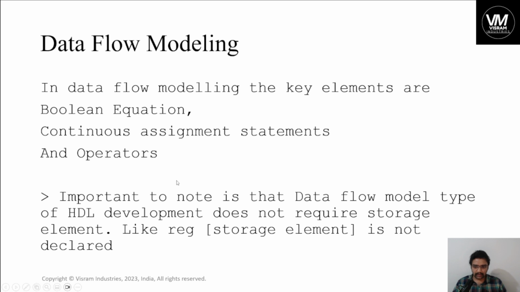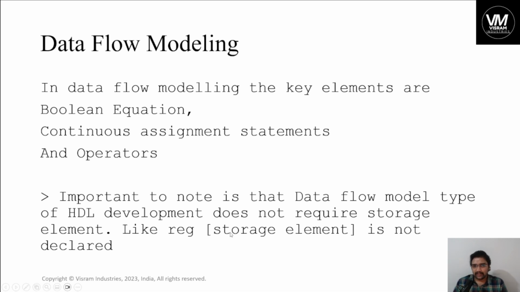But there is an important point. Important to note is that data flow modeling type of HDL development does not require a storage element like reg. So it is not declared in this. Some of you might have understood from the previous lecture: if you have seen, there is a reg [3:0] a. It's an array. Those types of arrays or memories, those kinds of storage elements like variables or any vector, are not required. So reg [3:0] a is a vector.